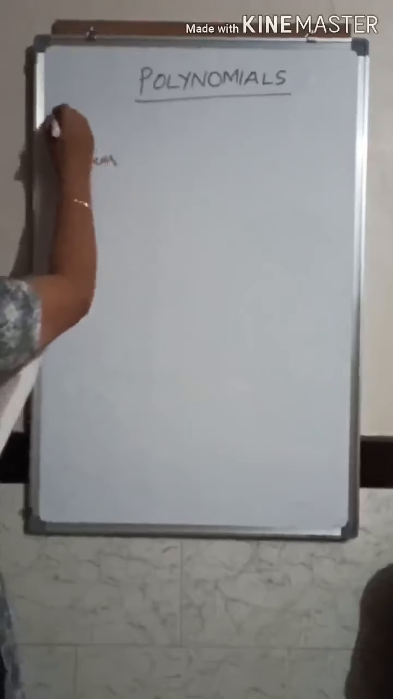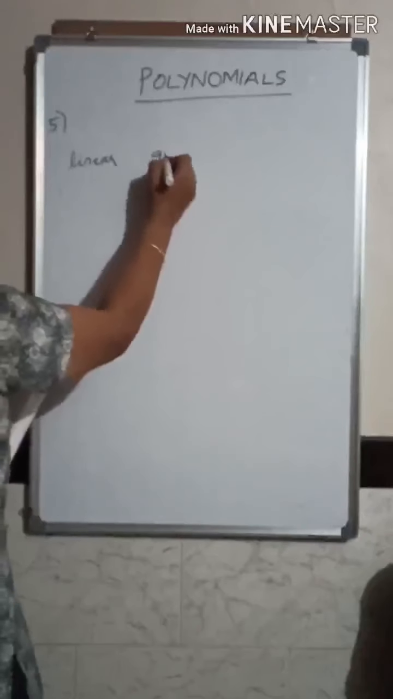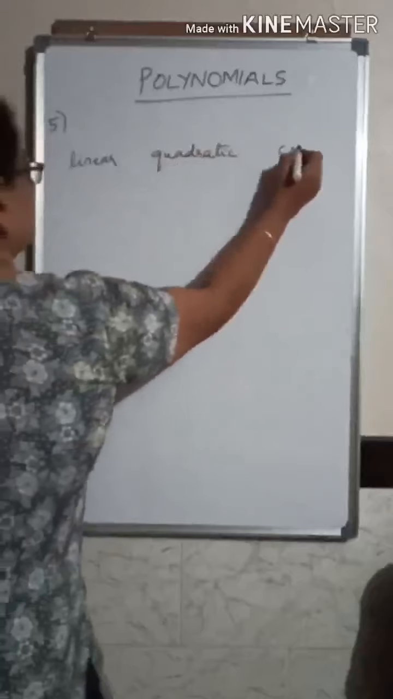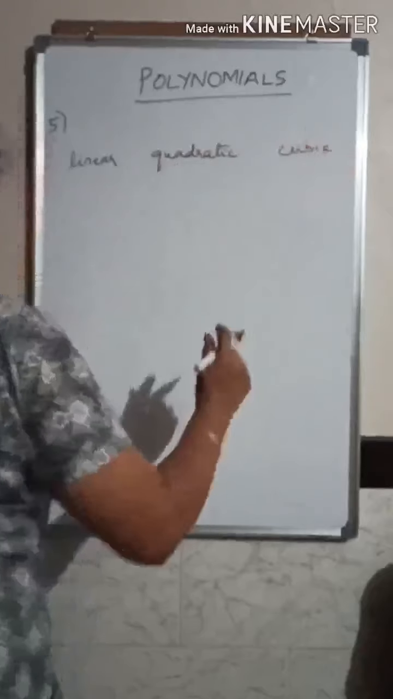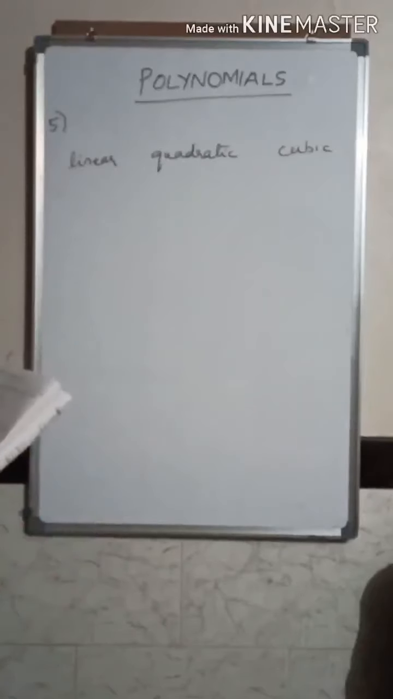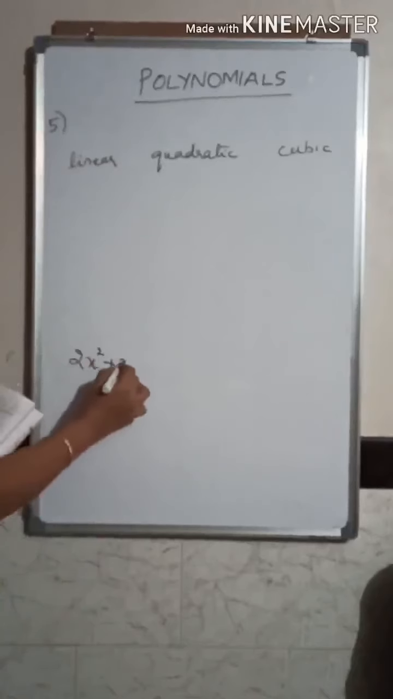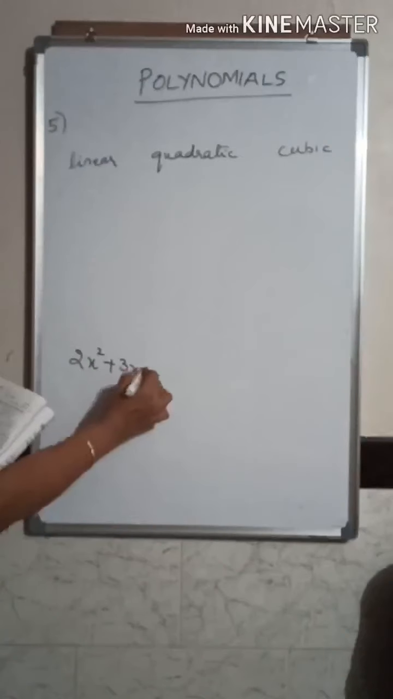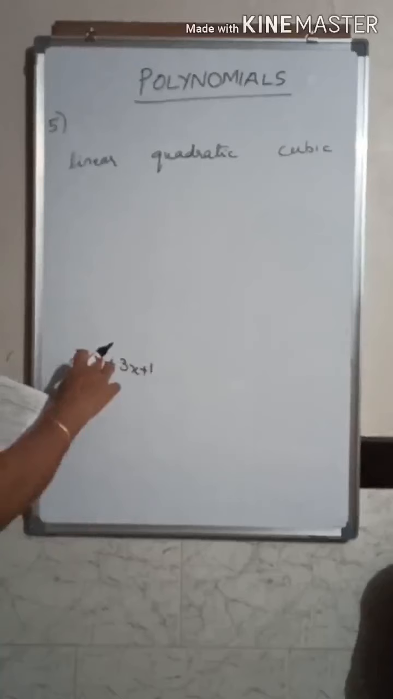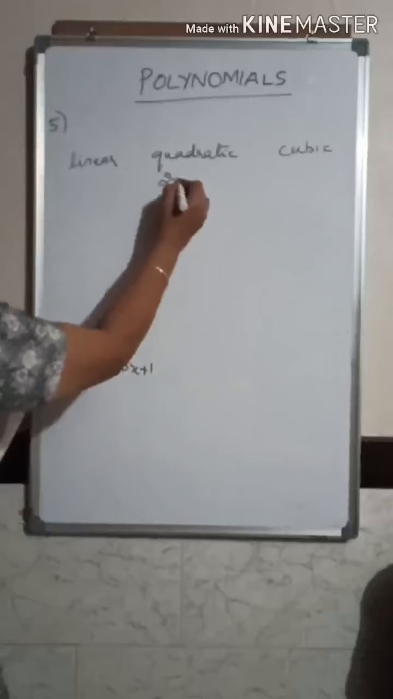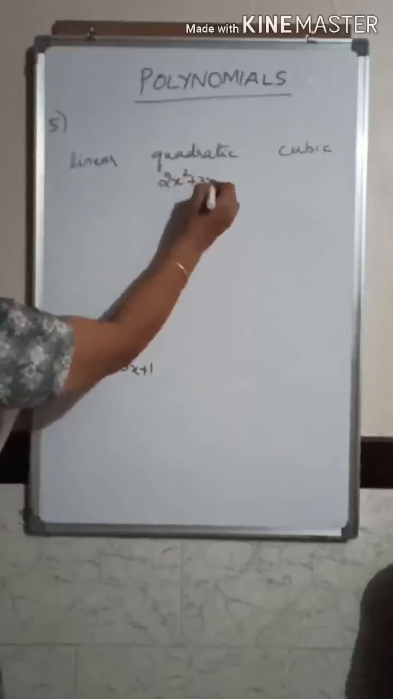This is the 5th problem. Linear, quadratic and cubic. Now the first problem given here is 2x square plus 3x plus 1. This is the first problem. So here which is the highest degree? Highest degree is 2. So since the highest degree is 2, it is a quadratic polynomial. So write it under the quadratic polynomial: 2x square plus 3x plus 1.